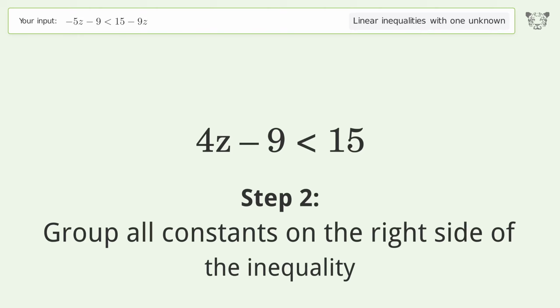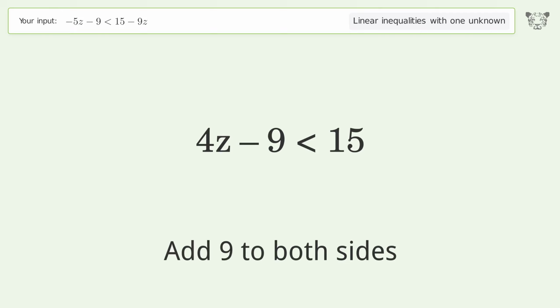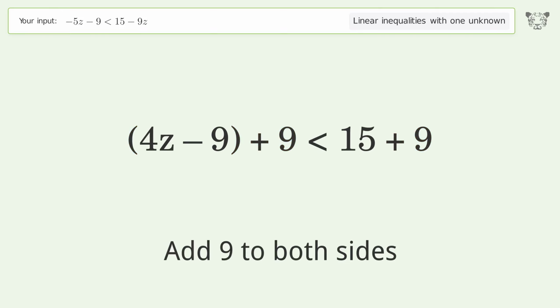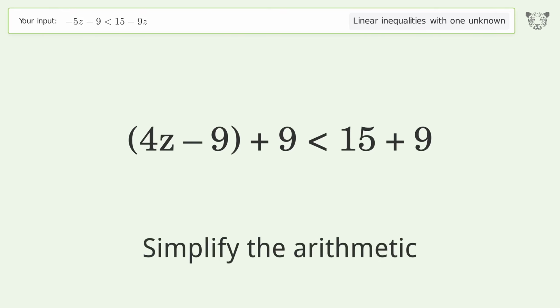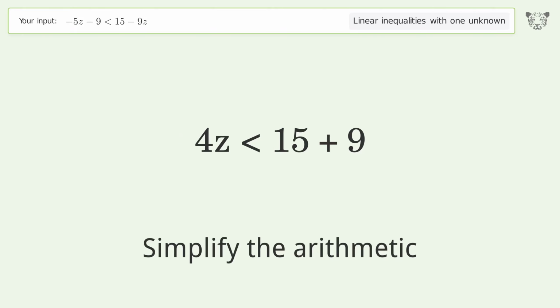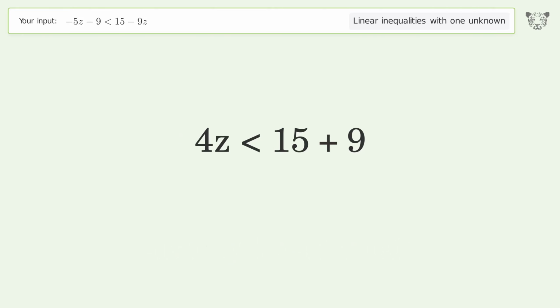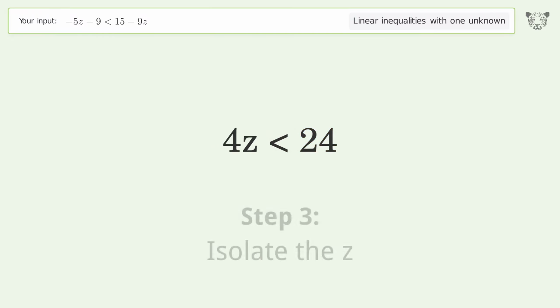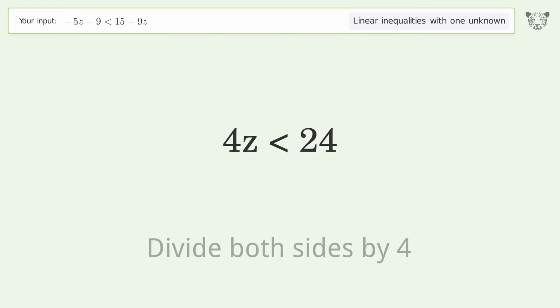Group all constants on the right side of the inequality. Add 9 to both sides. Simplify the arithmetic. Isolate the z. Divide both sides by 4.